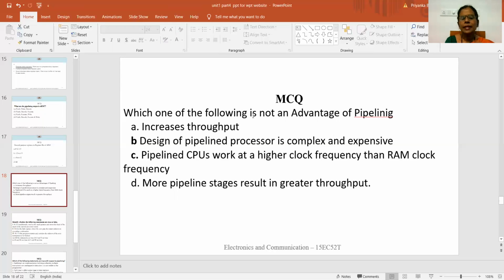Here, read the question properly. Which one of the following is not an advantage, they have asked. So option B is the right answer.